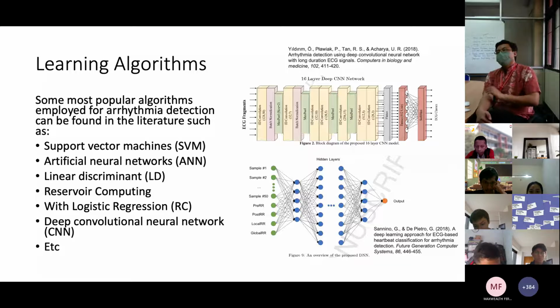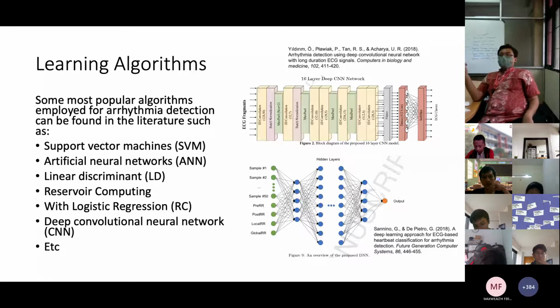They use deep learning to detect, and they need to find the model. So they find the model of the normal heartbeats and the model of the arrhythmia or abnormal heartbeats. They have some architectures also. For instance, this one from the paper of Yildirim, what we call here some configurations of the 16-layer deep CNN networks.